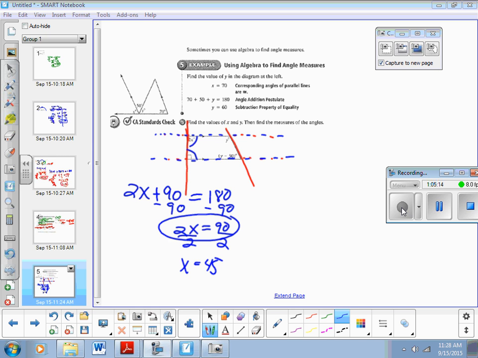So I told you, extend the lines just to help you visualize. Here's the parallels, here's the transversal. Those are called same side interior angles. Get in the habit. Those are same side interior angles. That's how I did all this.